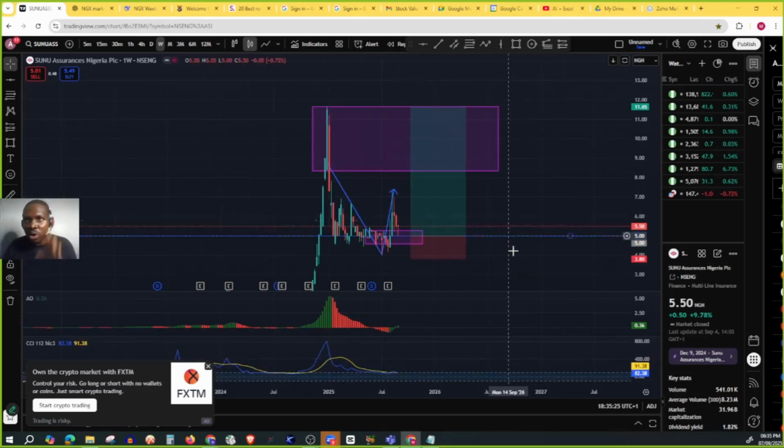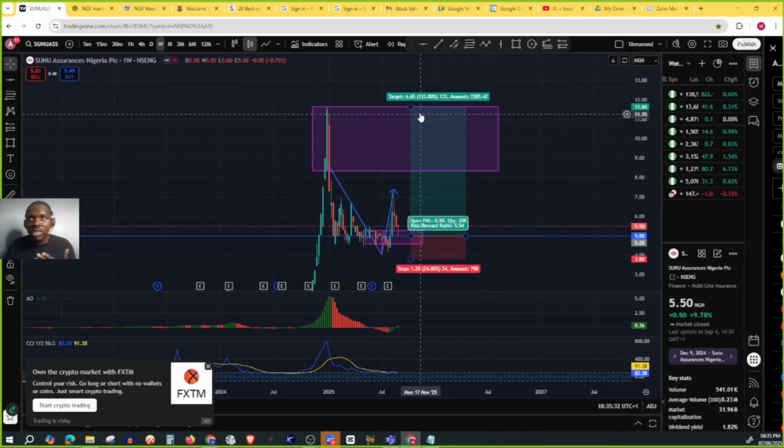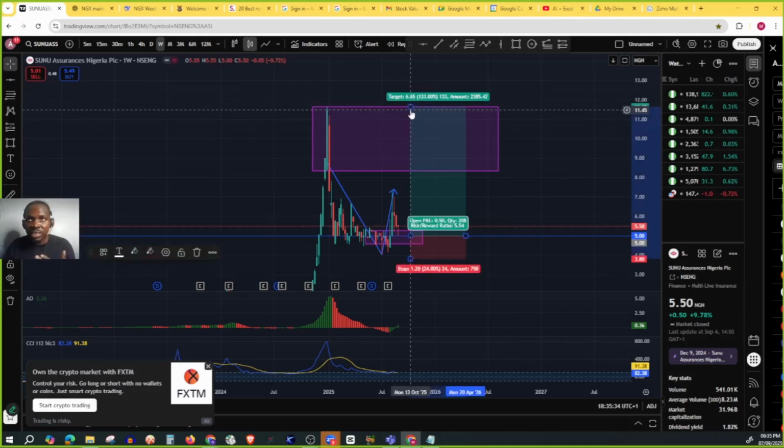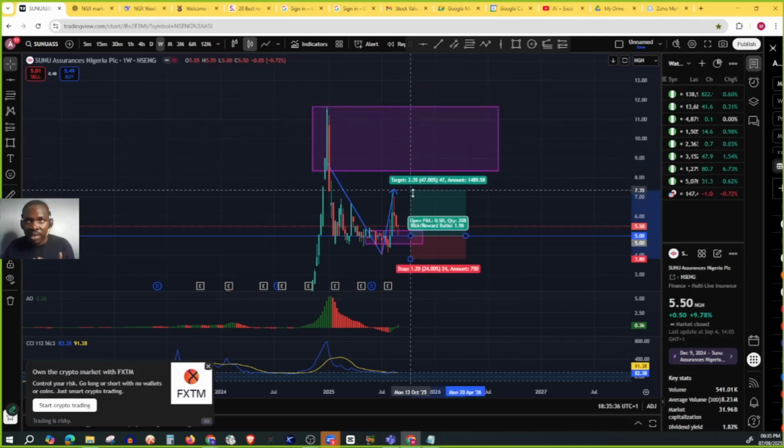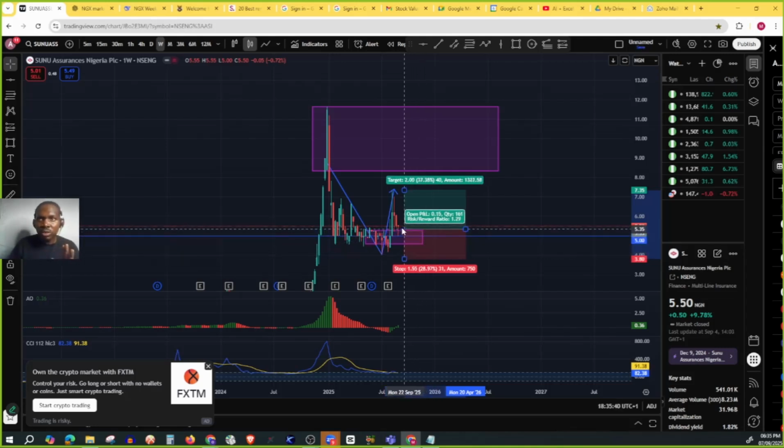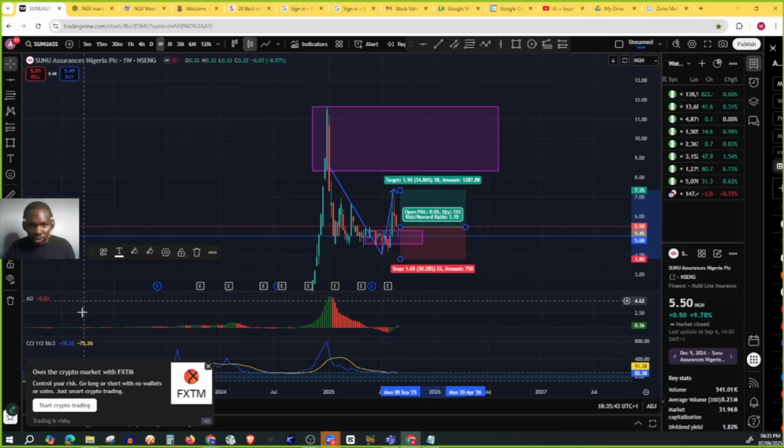I hope it's clear now. You already understand the entry. Best entry is 5 naira, but 5 naira 50 is also good, though the risk reward is not really looking attractive. But if you can still take it, fine. That's my first target, and that is how I would have approached Sunu Insurance. WAPIC.